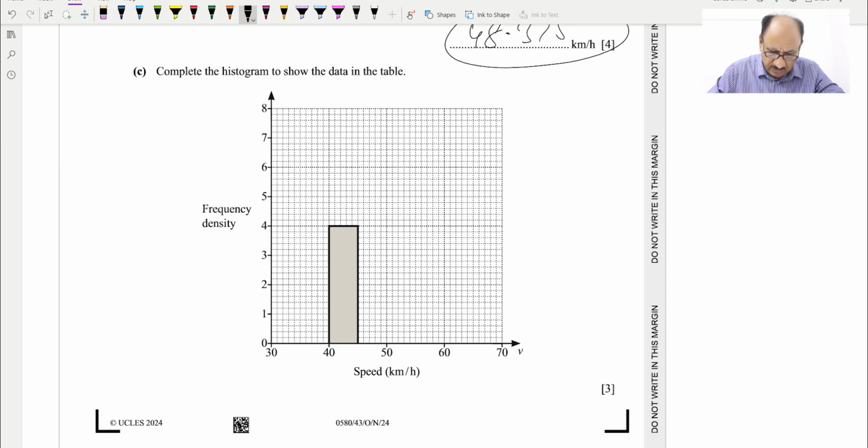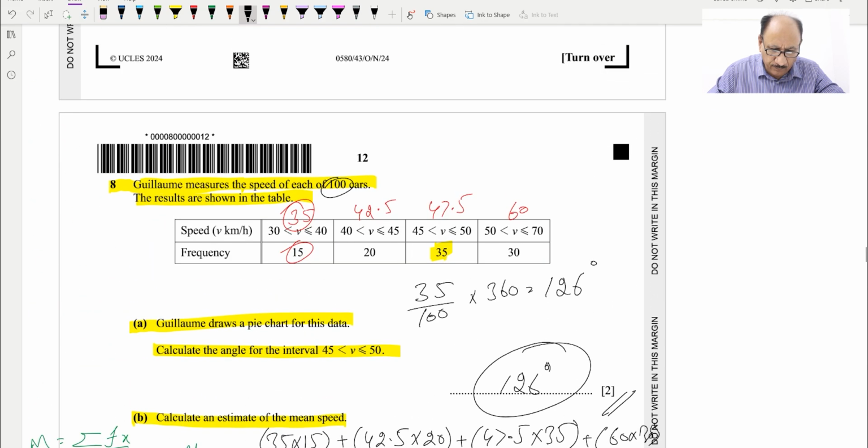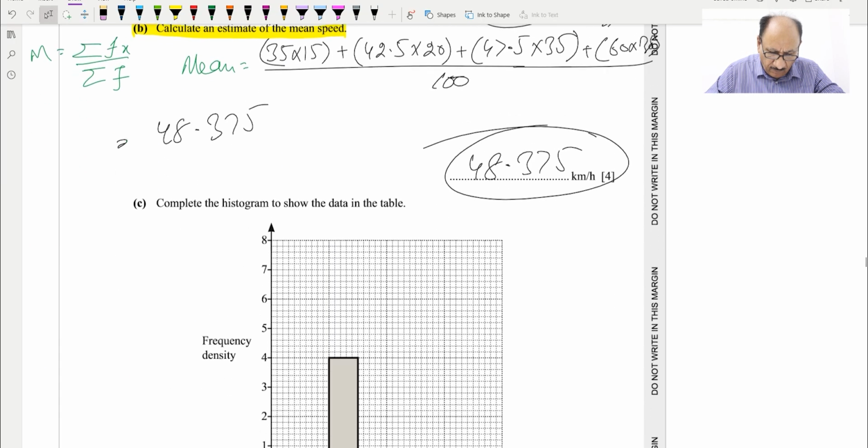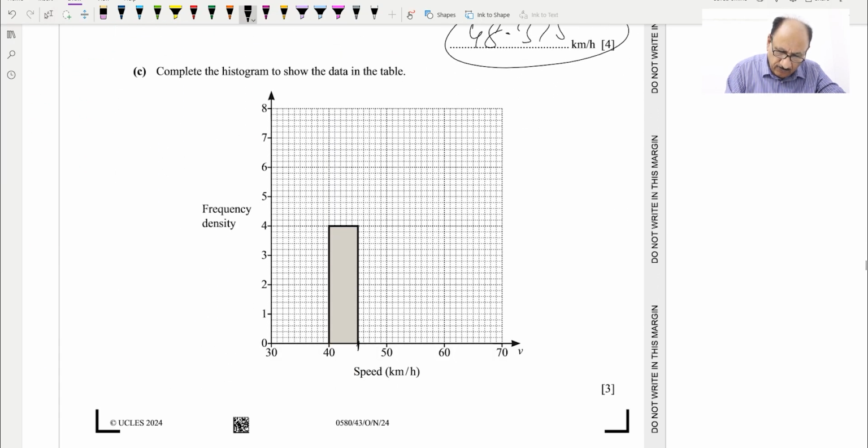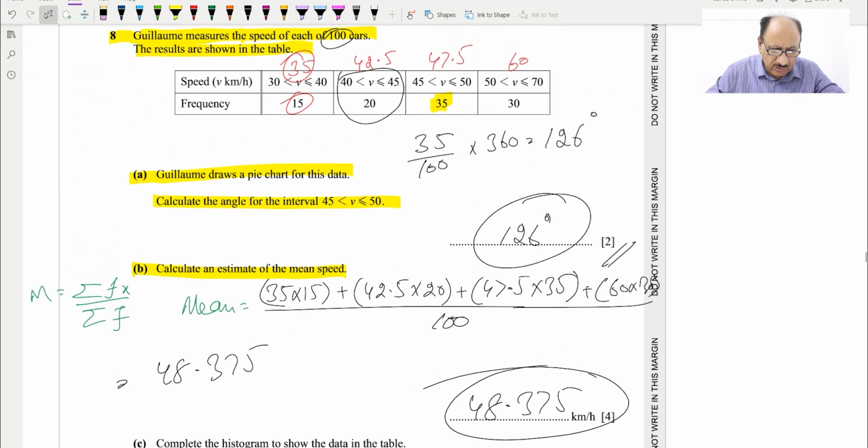So data in the table is what? From if we check this one, for 40 to 45 is 20, 40 to 45 is this one, and this is representing 20. So what we can do is we can take this height is 4, so 4 into 5, this will be equal to 20. Similarly, we can use the others.